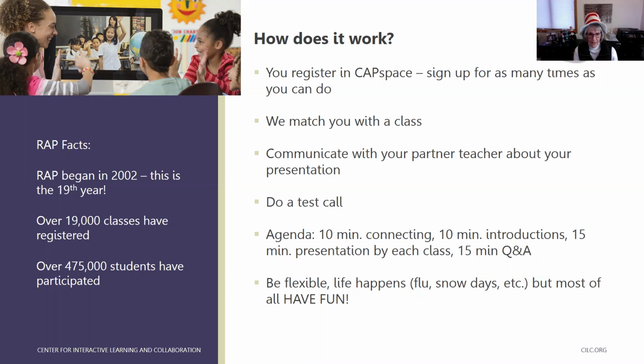You'll get an email about your match with your partner's name and email address. And then you should start communicating with that partner. Send an email, introduce yourself. It's a good idea to talk a little bit about what you're going to do in your presentation, what they want to do. Mainly because, if both classes were going to read The Cat in the Hat, you probably would like to have something a little different. So that's the way you want to communicate.